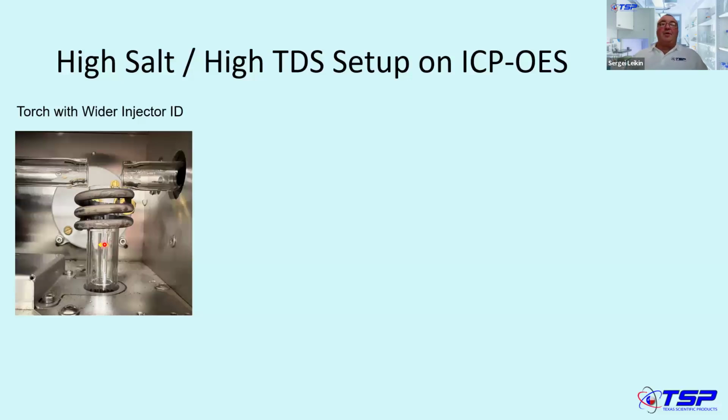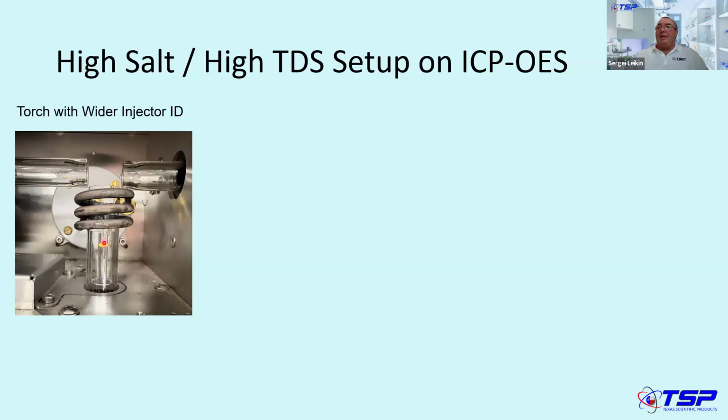The size of the injector depends on your instrument manufacturer. For example, you have 1.8 millimeter for aqueous, and it will go to 2.5 for high salt. So you have to look at what your ICP manufacturer offers. For example, on a PerkinElmer instrument, there are a number of injectors going from, I believe, 0.8 millimeters to 1.2, 1.6, and further. So the injector ID has to be wide.